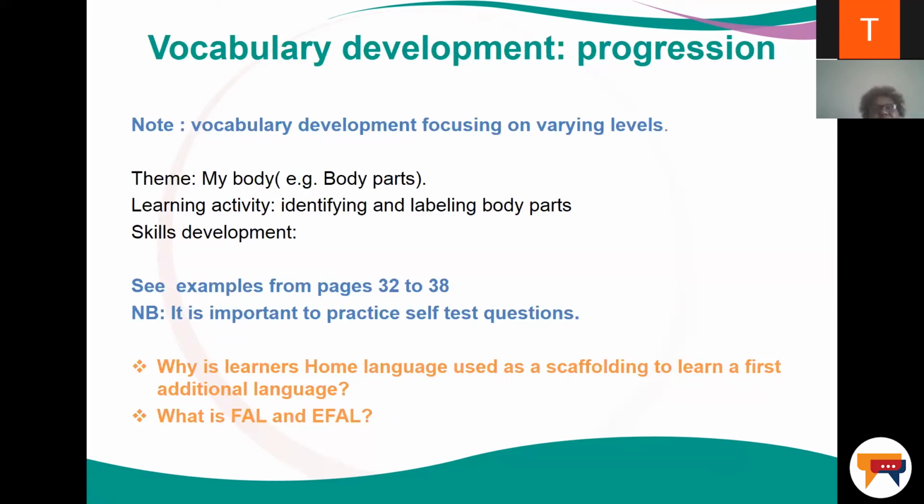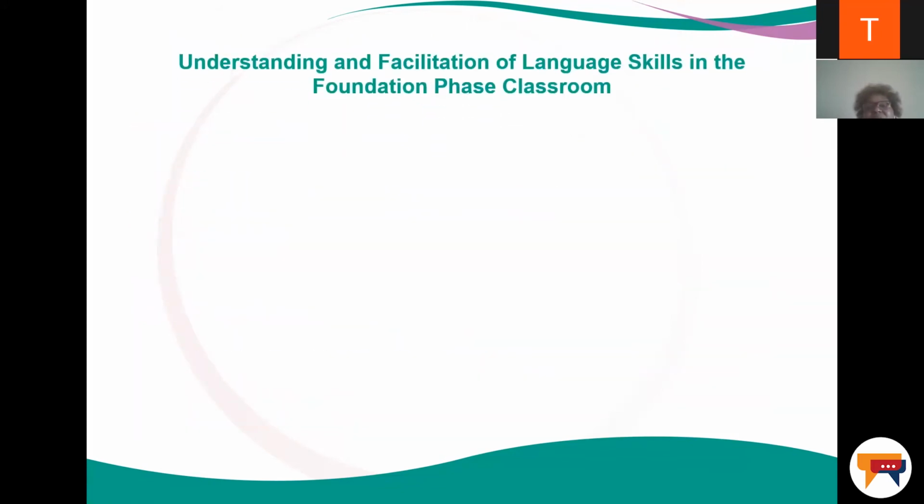What is FAL and what is EFAL? You need to understand that FAL is first additional language. EFAL in South Africa is English first additional language. This module addresses that, but you'll find in some situations, EFAL is not your first language. So your first language is English, Afrikaans is your FAL. But in most cases in South Africa, EFAL is our second language.